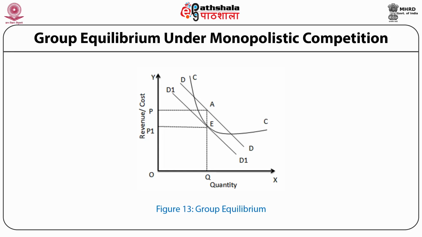DD is initially the demand curve for the group and CC is the cost curve. Initial equilibrium is at point A. Here all the firms in the group are getting supernormal profits, that is PP1EA. As all firms in the group are getting supernormal profit, new firms will enter into the group and the demand curve will fall down to D1. Now equilibrium will be at point E. Here all firms will get normal profit. So in the group, all firms will get normal profit.